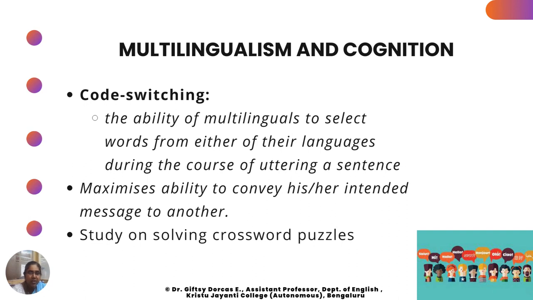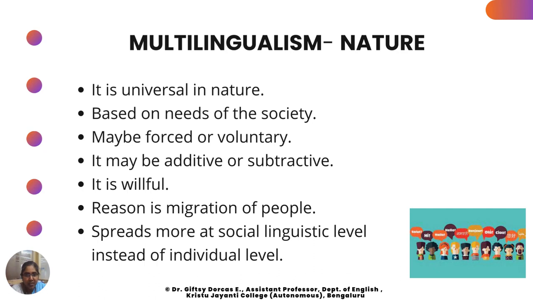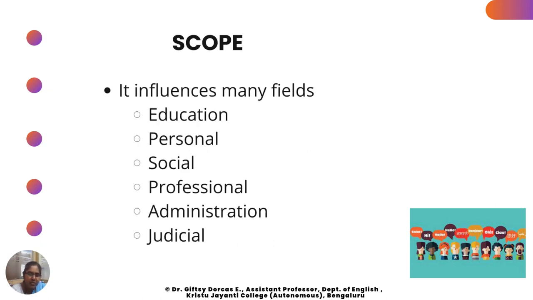And we also say that multilingualism and cognition have a close relation. Code switching, which we already saw, also happens in multilingualism, and it maximizes the multilingual's ability to convey their message, and they are able to solve crossword puzzles very well. The nature of multilingualism is that it is universal. It is based on the needs of society, and maybe sometimes it's forced. It is circumstantial also, and sometimes it may be additive or subtractive, and mostly it is done willfully by the learner.